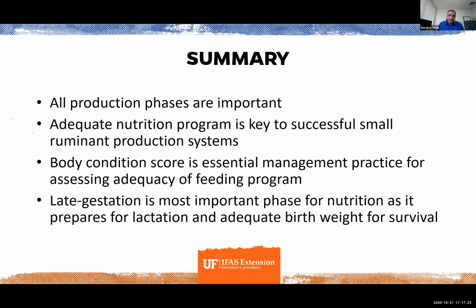Okay, last slide. All production phases are important. We can't say that one is not important and one is important. Every production phase is important because animals need nutrients in every phase. We can't say that, oh, this is maintenance, they don't need energy. It doesn't happen, right? An adequate nutrition program is the key to successful small ruminant production systems. When I say adequate nutrition program, we do not need to go to very fancy software or ration balancing software. There are some very key, very basic concepts we have to follow, and we can easily make sure that the feeds are providing adequate nutrients.